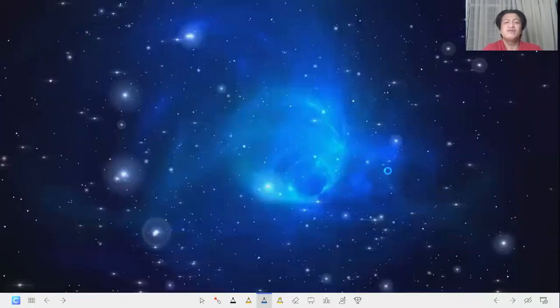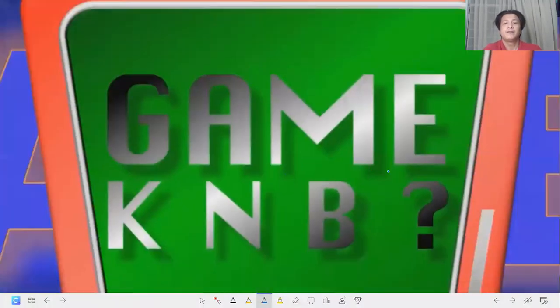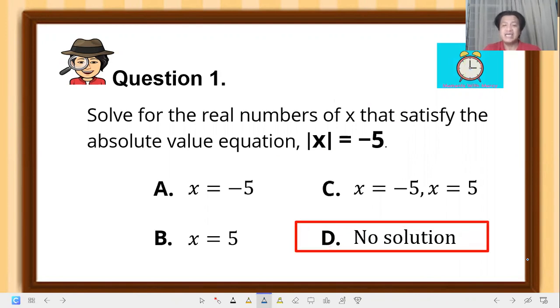Okay, with that, let's have a quiz. First, solve for the real numbers for x that satisfies the absolute value equation. Absolute value of x is equal to negative 5. 5 seconds. Okay, the correct answer is the letter D. No solution. Remember, negative kasi ito.